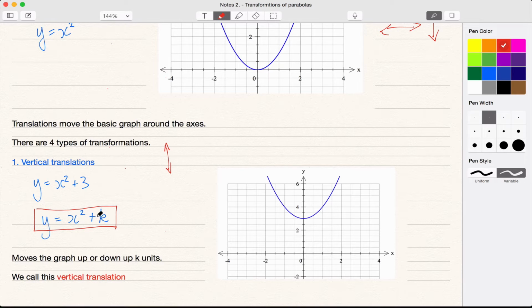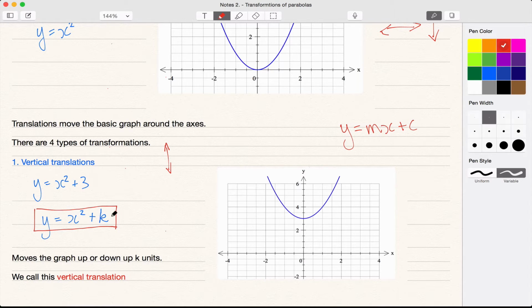This is the general equation for vertical transformations. We use y equals x squared plus k. I've no idea why people have chosen k, but this is kind of like, remember when we look at linear, we have a general equation which is y equals mx plus c, and the m means something and the c means something. Well, in parabolas, the k means how far it's moved up or down.